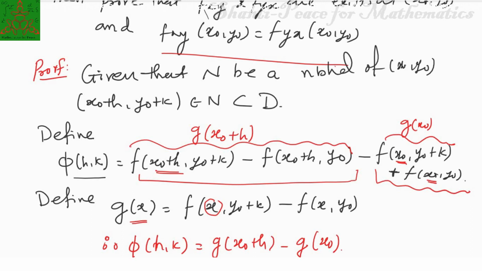Let us number these equations: the first one is equation 1, the second is equation 2, and the third is equation 3.